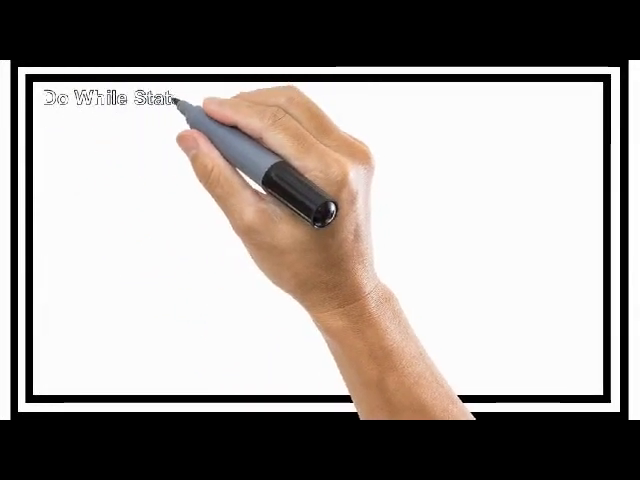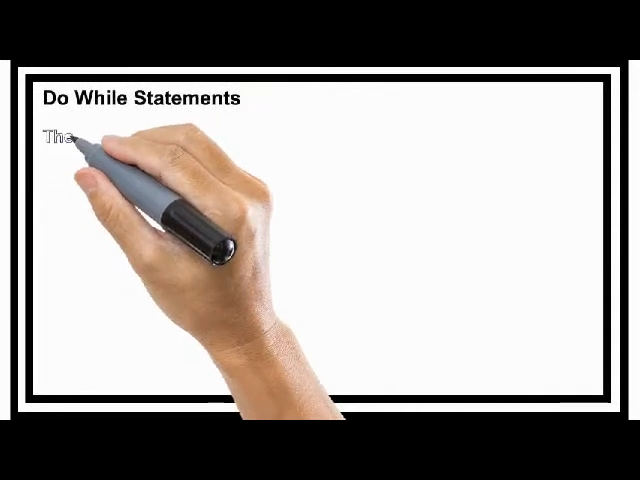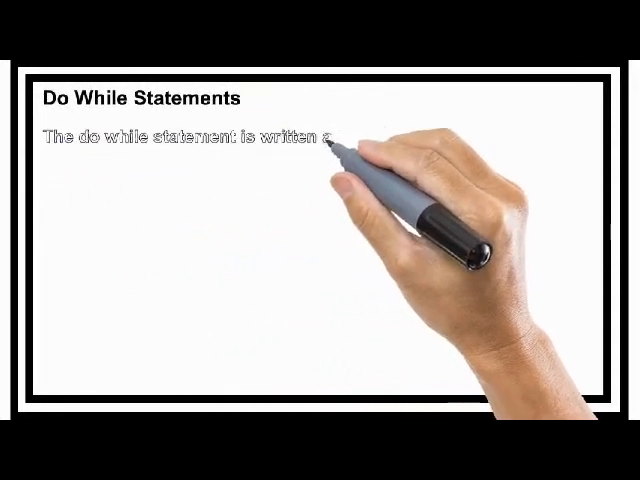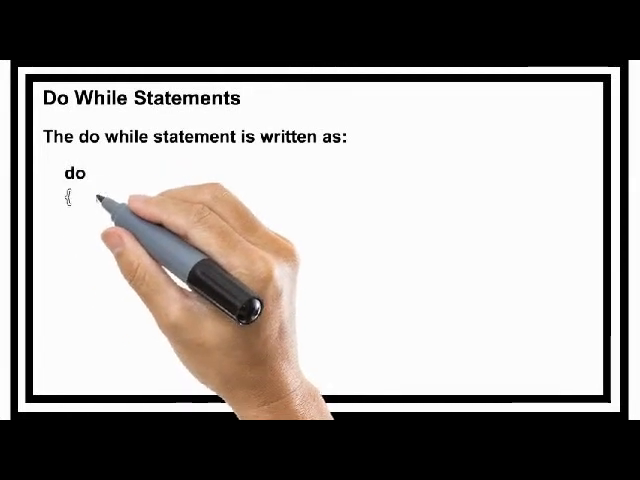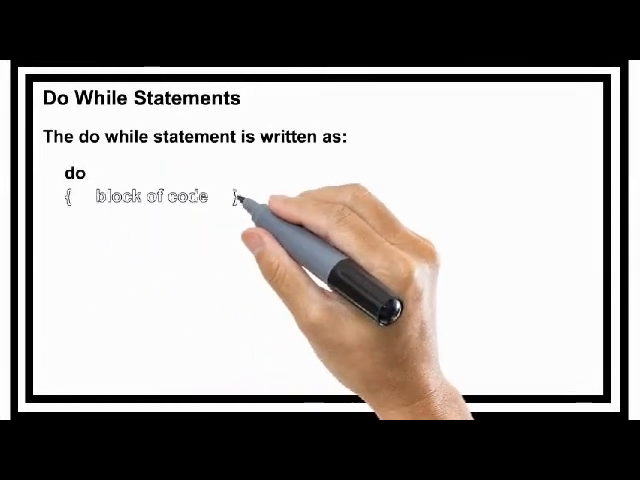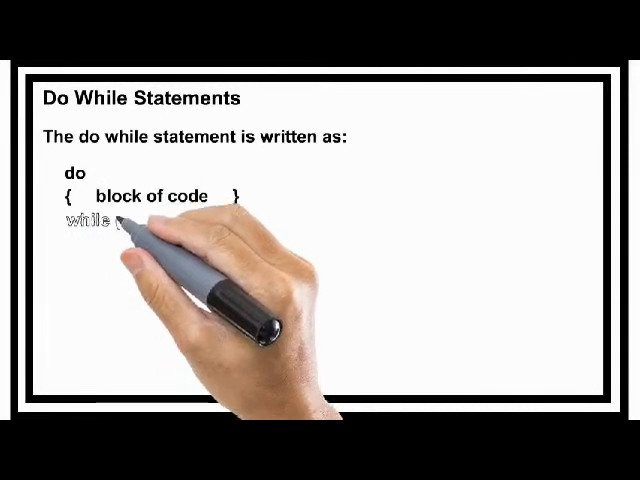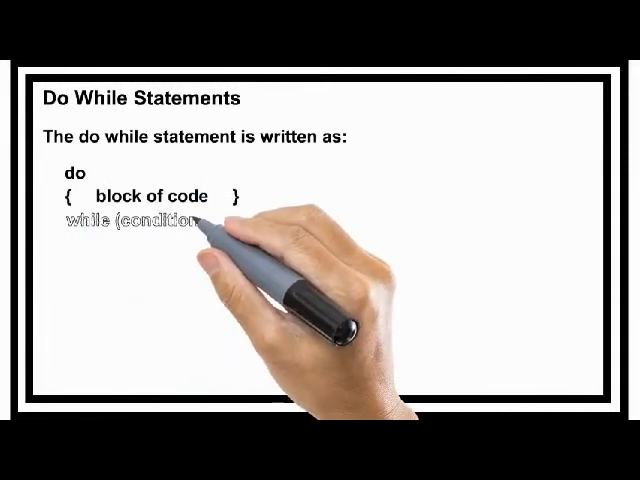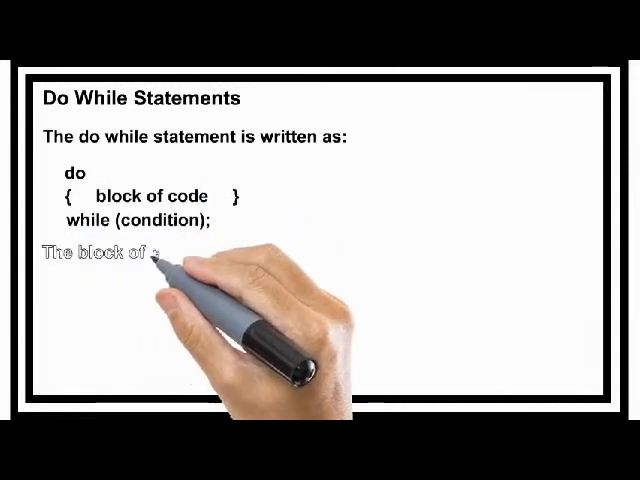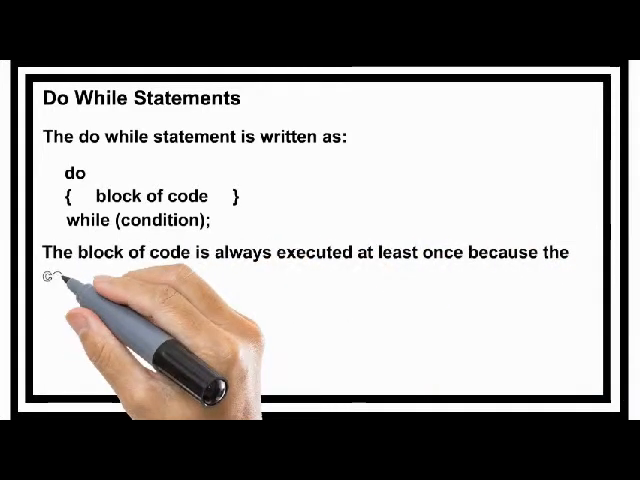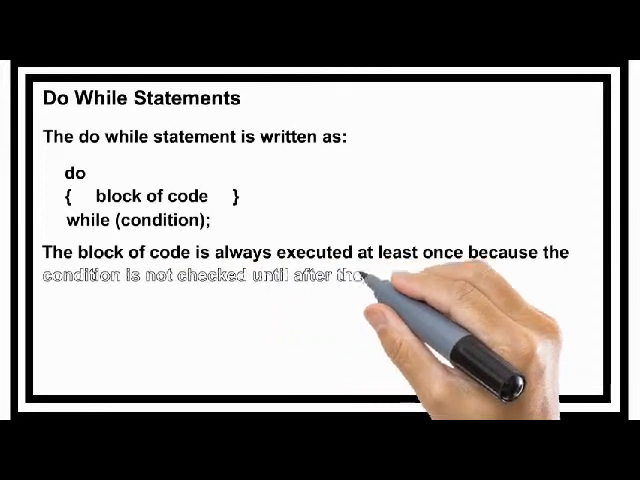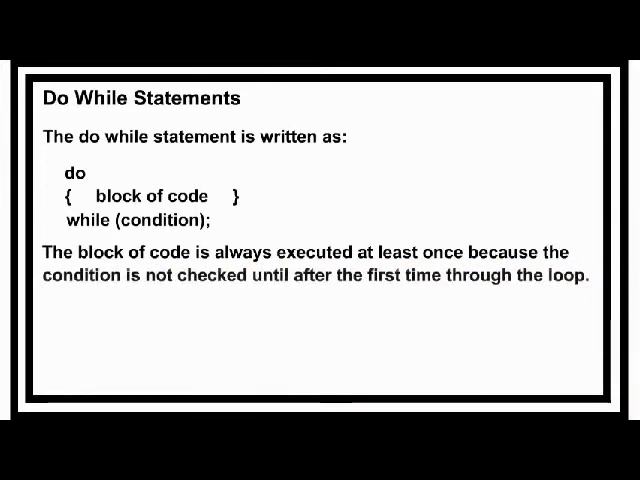Do while statements. The do while statement is written as do, left curly bracket, block of code, right curly bracket, while, left paren, condition, right paren, semicolon. The block of code is always executed at least once because the condition is not checked until after the first time through the loop.